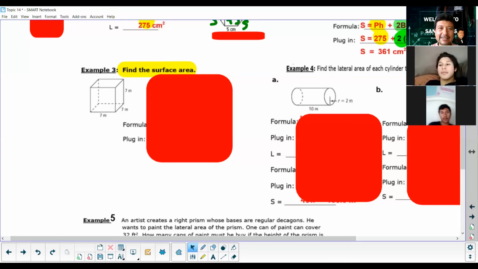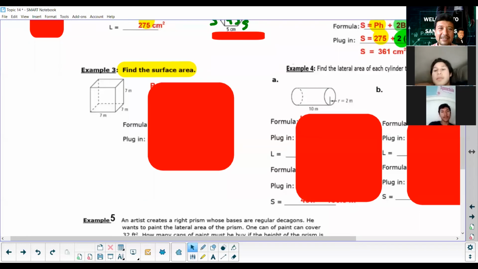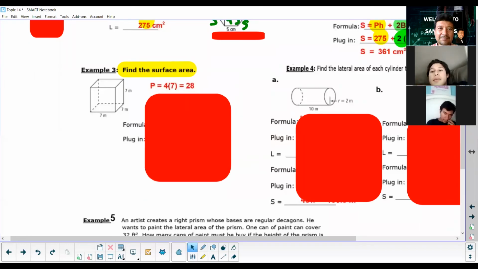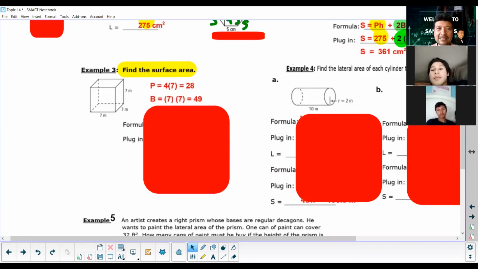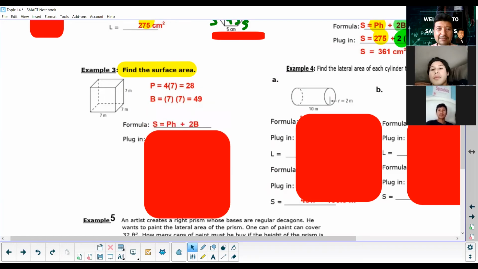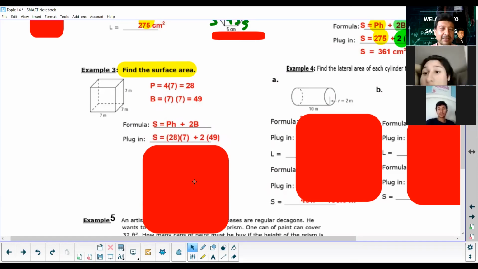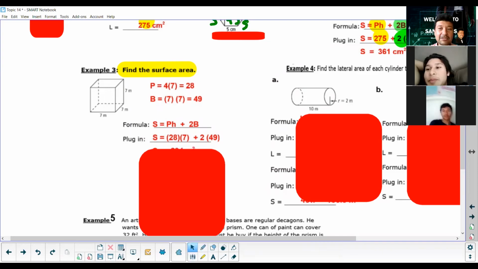We'd have to find one base and multiply it by 6, right? So the area, or no. Now remember, we'll still use the formula. So the perimeter is 4 times 7, right? Okay, so we know it's 28. And then the base is 7 times 7, which is 49. And then we'll put it all together. So we'll have 28 times 7 plus 2 times 49. Okay, so as a result, my total amount is 294.